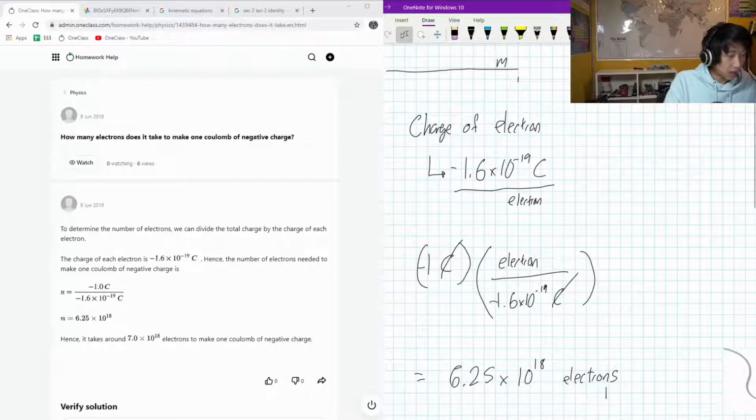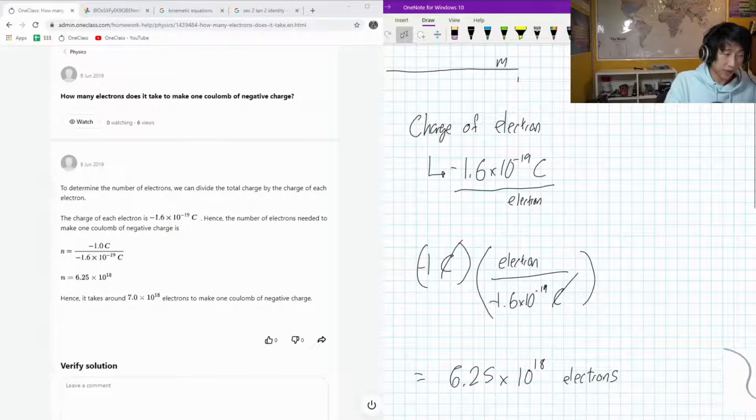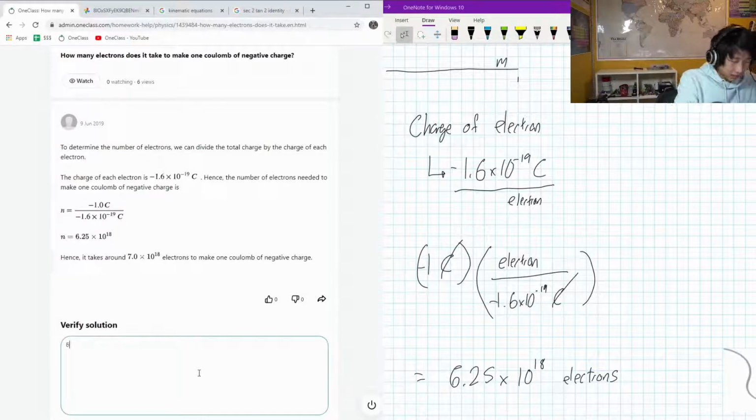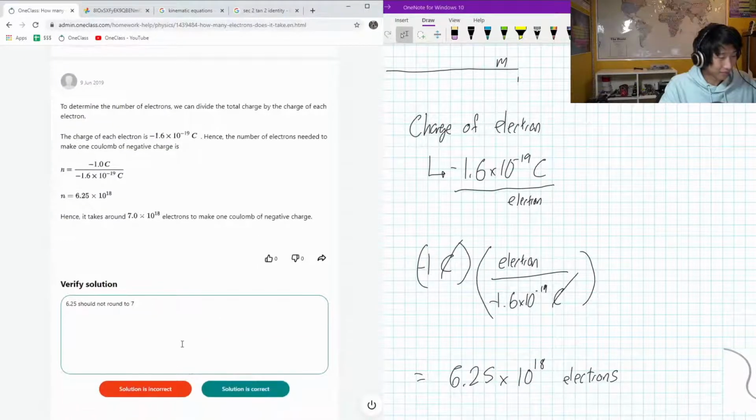And that's it. If you wanted to round this to 2 significant figures, it'd be 6.23, not 7. So, yeah, just a little rounding error. Got to mention that. But otherwise, it's a good procedure. So 6.25 should not round to 7. Otherwise correct.